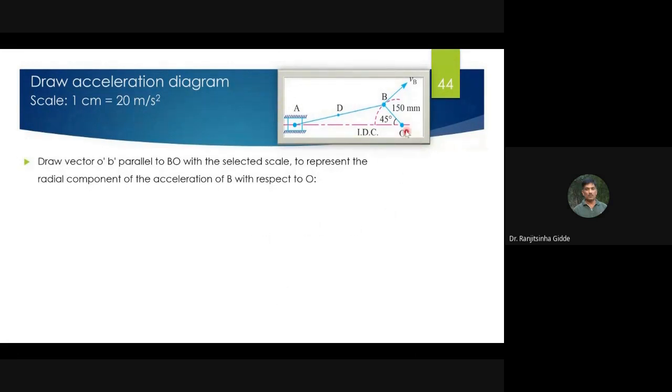Now just listen. So this is link OB. This is link BA or AB. So we have determined radial component for this link, then radial component of this. So by using those components, we are going to start the acceleration diagram, right?